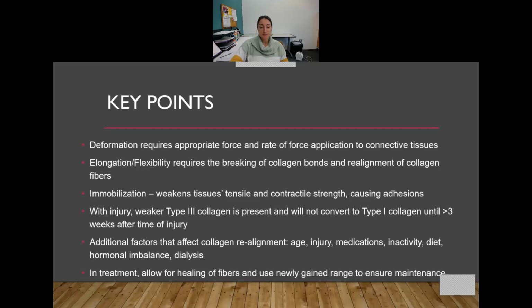Other factors that affect collagen realignment are age, injury, medications, activity, diet, hormone imbalance, dialysis. There's a lot of things that can affect the collagen. So take that into consideration with your specific patient. And then in treatment, allow for healing of fibers and use newly gained range of motion to ensure maintenance. If you get extra motion, you need to use it or you'll lose it before the next treatment. You'll be starting over every time.